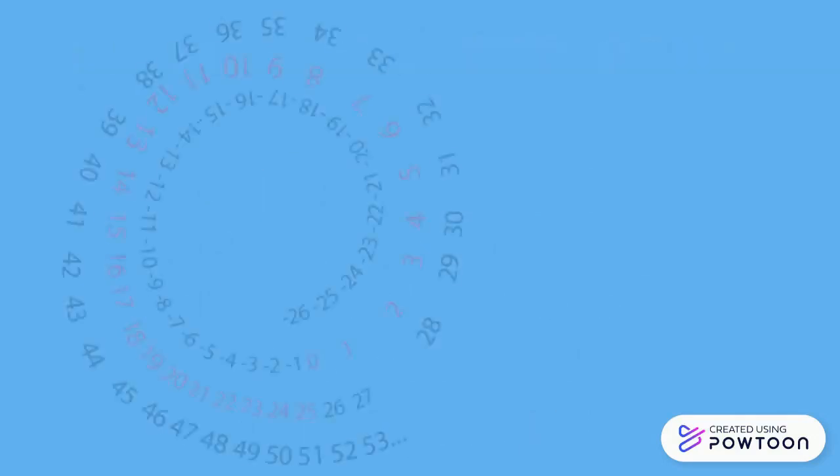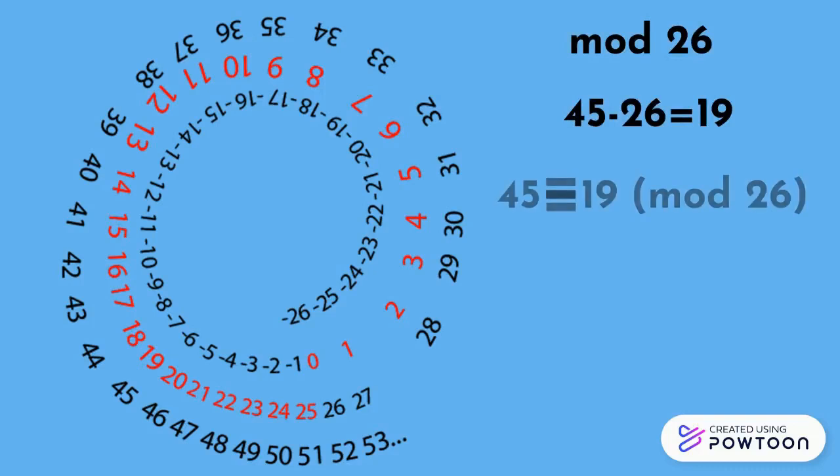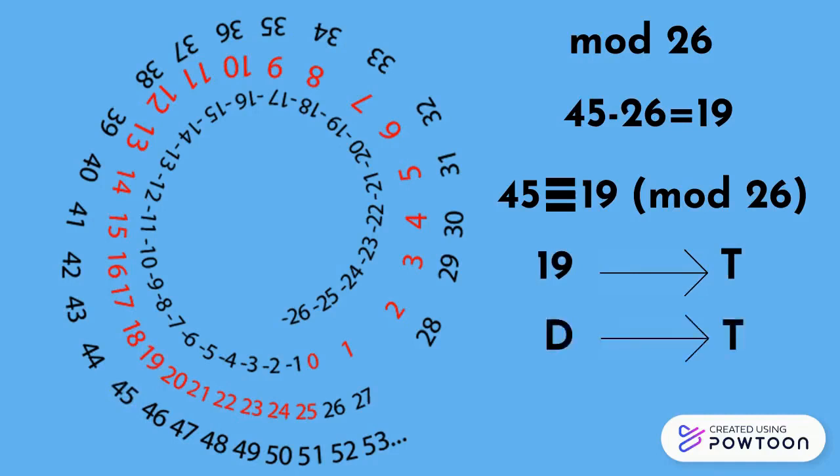It's often seen as the numbers wrapping around to 0 once they reach the modulus, and you can see a visualization of that here. The numbers that line up in this spiral are equivalent to each other, mod 26. Since there are 26 letters, the multiplicative cipher uses a modulus of 26, and 45 minus 26 is 19, so 45 is equivalent to 19 mod 26. You can see how 45 lines up with 19 in the spiral because of this. 19 corresponds to the letter T, so that would be the encrypted message.